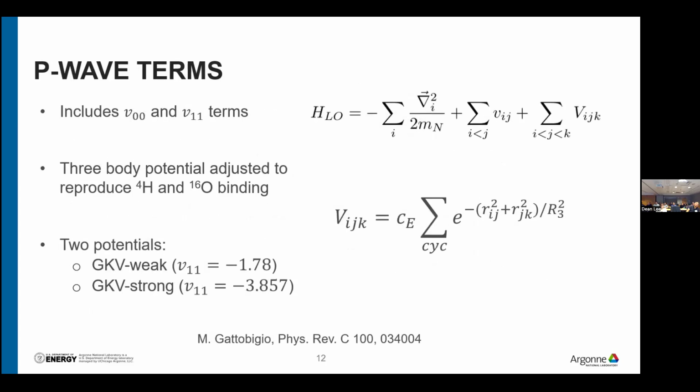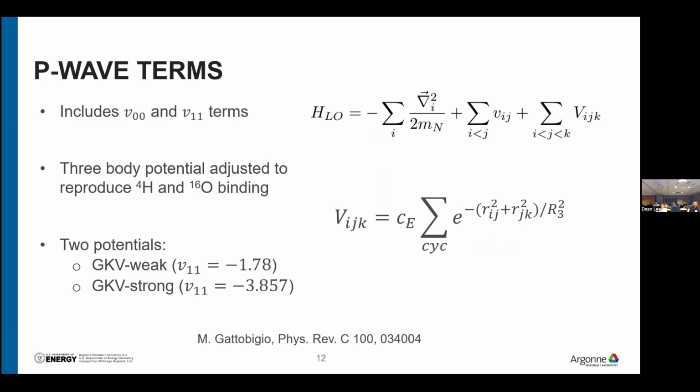We have 2 more potentials, which are just like the first one, but have p-wave terms included. This is just additional 2-body terms, and I again have this 3-body potential that's adjusted to 4 helium and 16 oxygen.